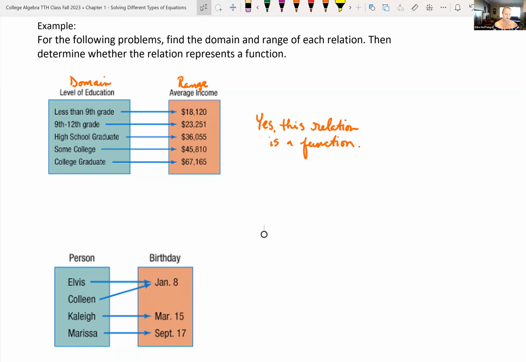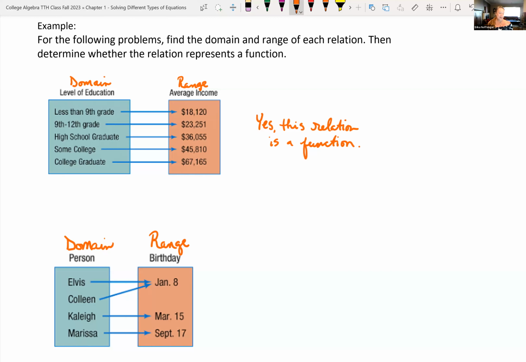So the next example, we have some people, Elvis, Colleen, Kaylee, and Marissa, and we have their birthday. Elvis's birthday is January 8th, Colleen's birthday is January 8th, Kaylee's birthday is March 15th, and Marissa's is September 17th. So our domain are these 4 people, and our range are the birthdays. So looking at this, do you think this is a function or not a function, and why? Let me give you a minute to think about that, and I'm going to pause the recording while you guys answer.